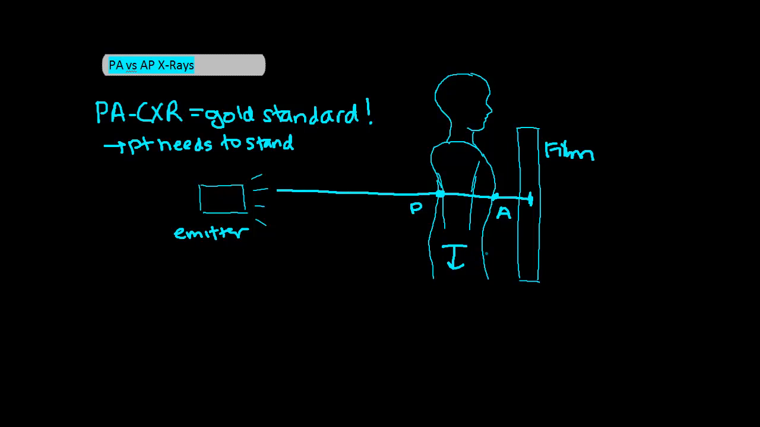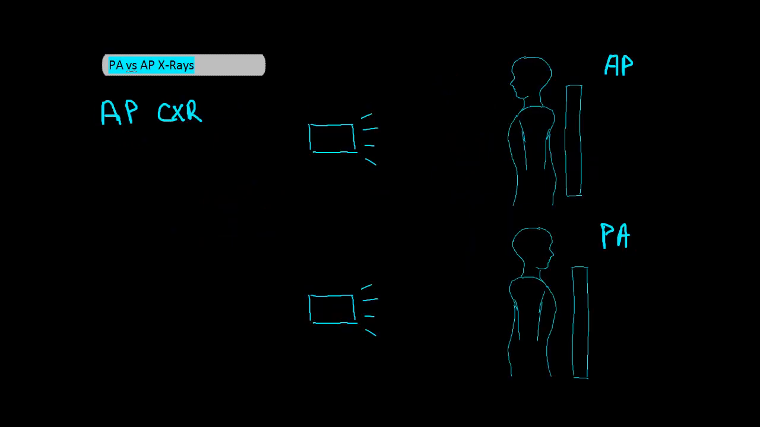A PA film usually tends to be taken in combination with a lateral film. And we'll talk about that in a little bit. But the advantage of a PA film is that it will allow us to see everything we want to look at in the chest. So that includes lungs, heart, mediastinum, great vessels, bones, diaphragm, and if there's air under the diaphragm, et cetera, et cetera. The list goes on.